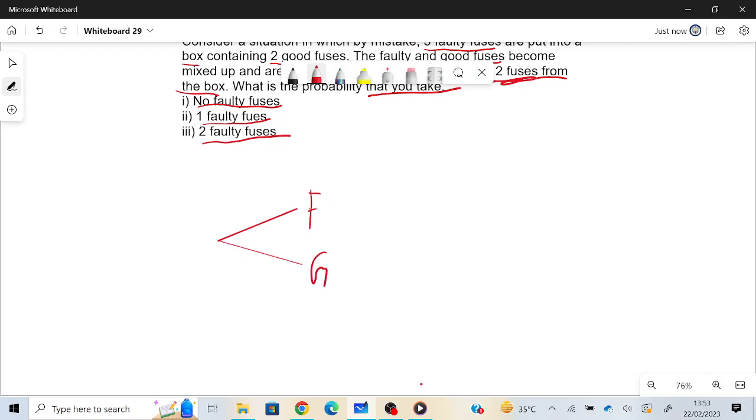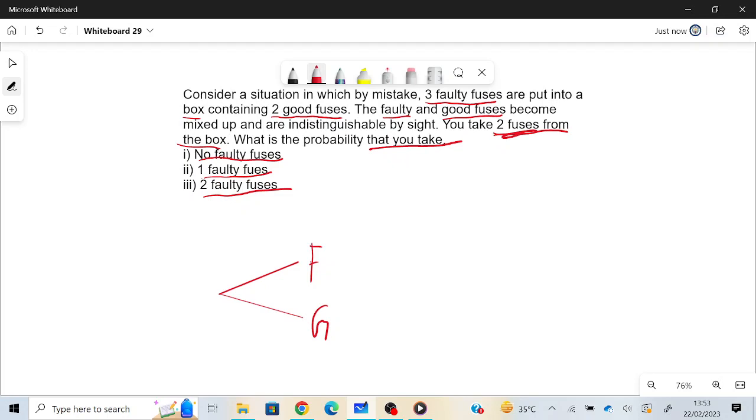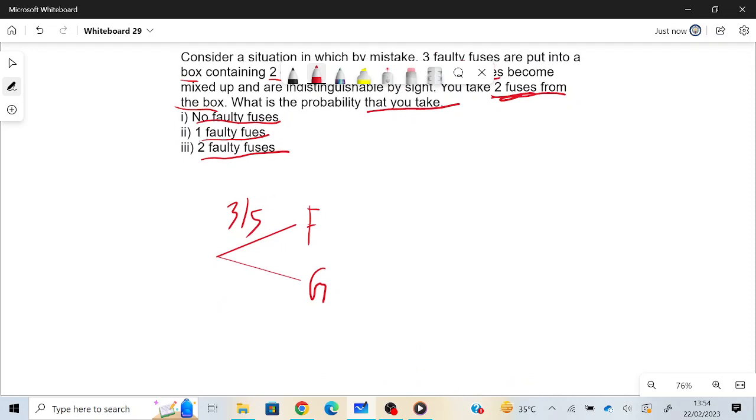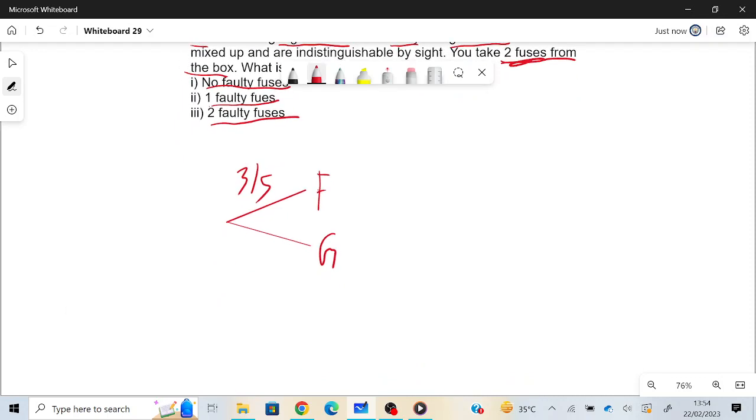The probability of picking a faulty fuse on our first attempt is 3 over 5. Why? Because there are 3 faulty fuses mixed with 2 good fuses, so 3 plus 2 is 5, the total number of fuses, and the faulty ones are 3. Likewise, for the good fuses it will be 2 over 5, because there are 2 good fuses and the total number of fuses is 5.